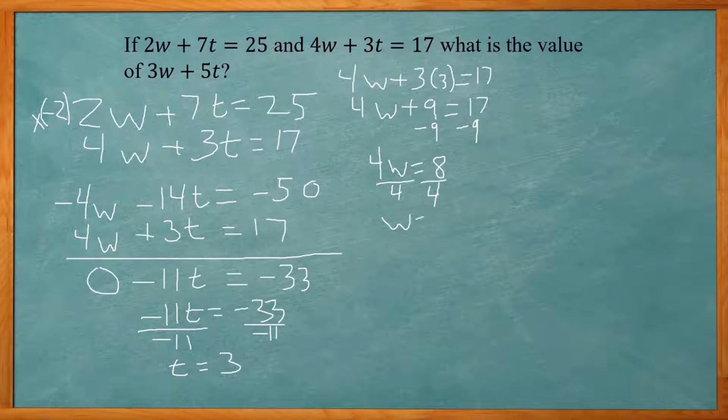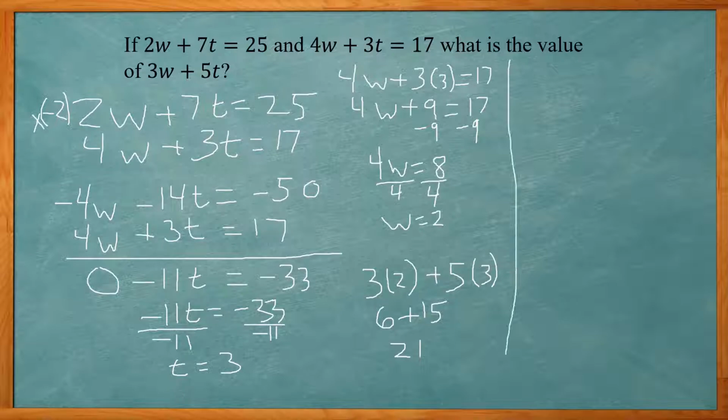So w equals 2. Then I'll take my 3w plus 5t, plug in my t and w values. So 3 times 2 plus 5 times 3. That gives me 6 plus 15, or 21. But if you look a little closer, before solving it, you look at the two equations.